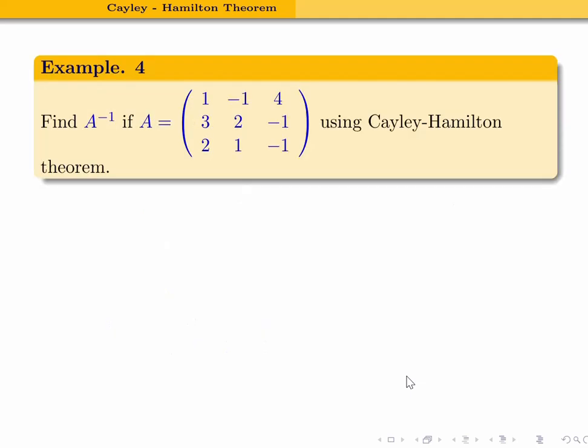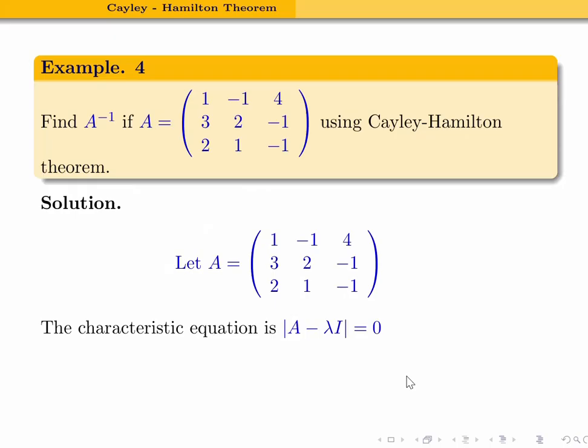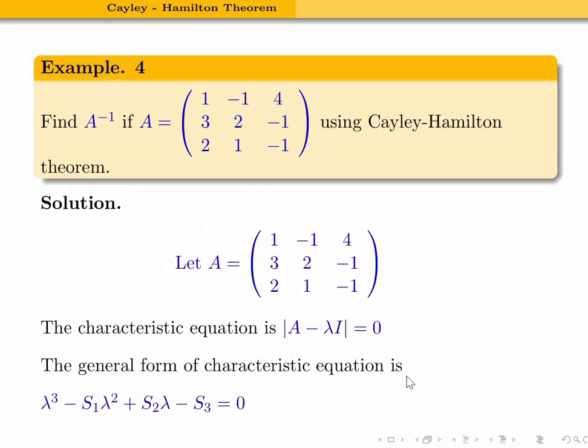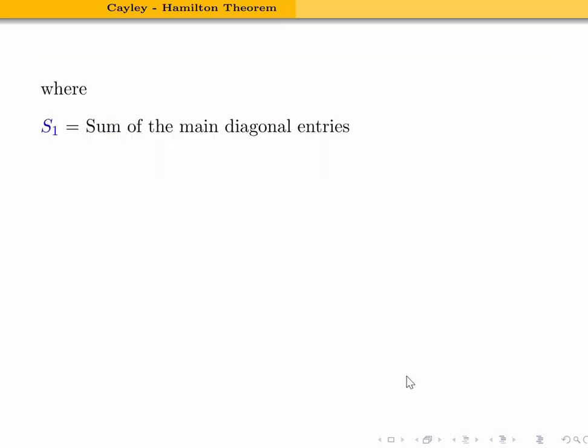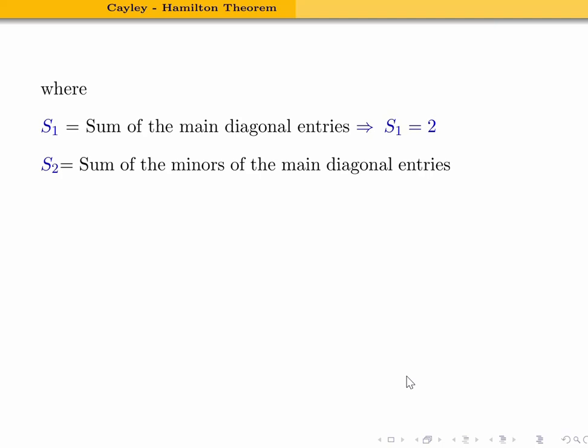these entries. Next, by a similar method, find A inverse if A is equal to the given matrix, using the Cayley-Hamilton theorem. So A is given, the characteristic equation is this. The general form of the characteristic equation is lambda cube minus S1 into lambda square plus S2 into lambda minus S3 is equal to 0. From this we need to find S1, S2, S3. S1 is nothing but the sum of the main diagonal entries, so S1 is equal to 2. S2 is the sum of the minors of the main diagonal entries, so S2 is equal to minus 5, and S3 is equal to the determinant of the matrix, S3 is equal to 6.